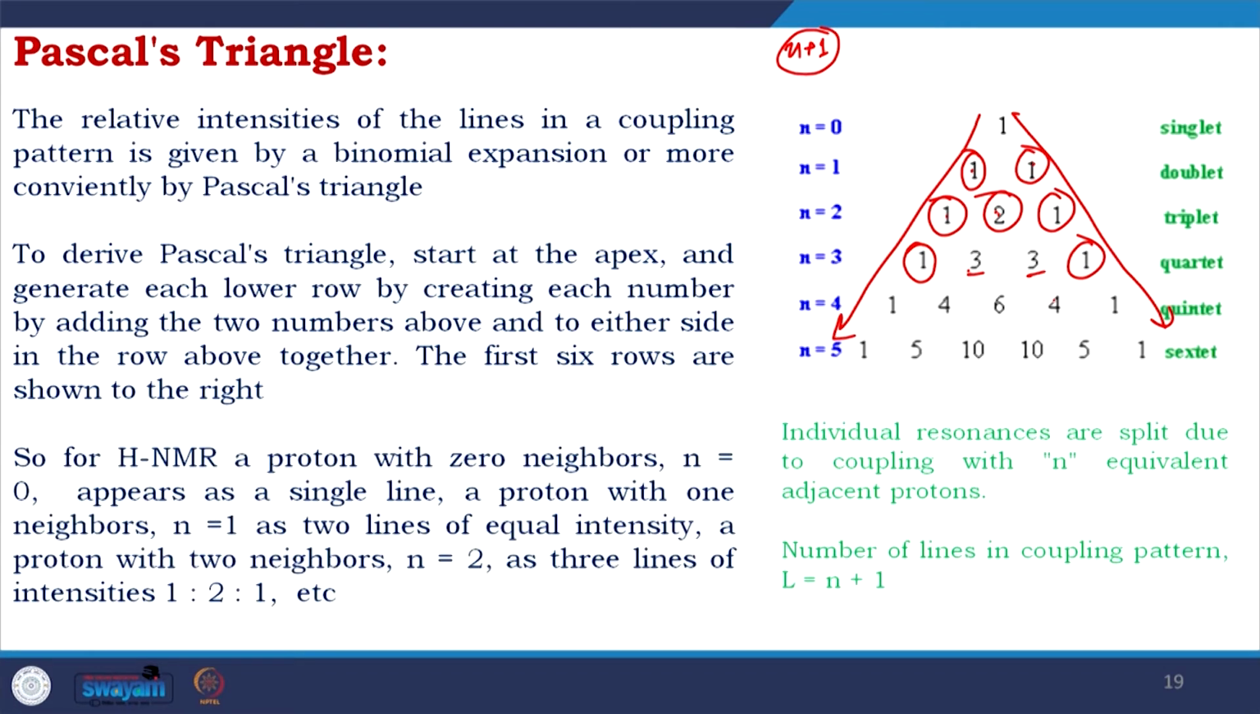So, for H NMR, a proton with 0 neighbors, n equal to 0, appears as a single line; a proton with 1 neighbor, n equal to 1, as 2 lines of equal intensity; a proton with 2 neighbors, n equal to 2, as 3 lines of intensities 1 is to 2 is to 1. So, by coupling the concept of the n plus 1 rule and Pascal's triangle, you could very well predict the number of lines you get, singlet, doublet, triplet, and their relative intensities.